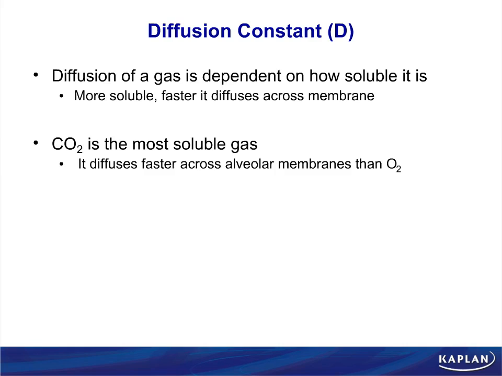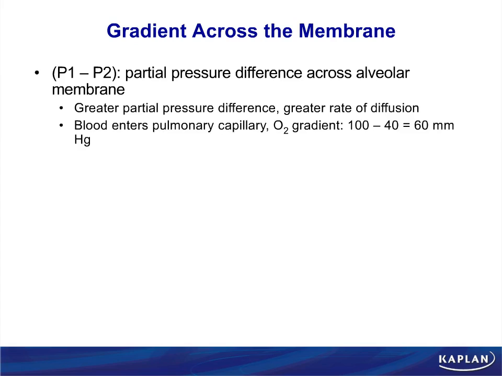So let's think, in that previous slide, the pathology. If I have a problem with diffusion, which gas will be affected first, oxygen or carbon dioxide? Okay, if you said oxygen, excellent job. CO2 diffuses faster, so it will be more resistant to alterations in diffusion. And when I have a patient who has a problem with diffusion, you will see that in oxygen before you see it in CO2. The final factor influencing the rate of diffusion is the pressure gradient.